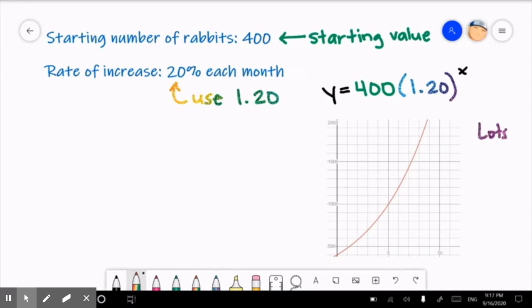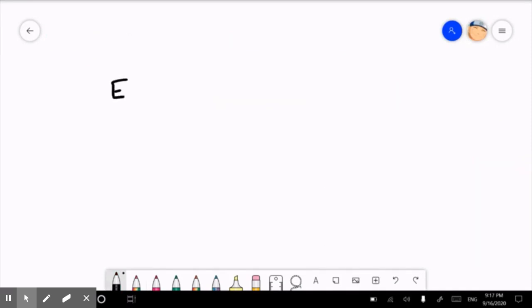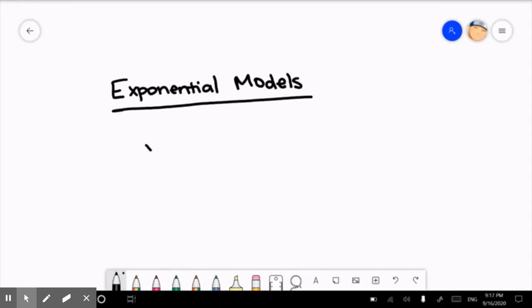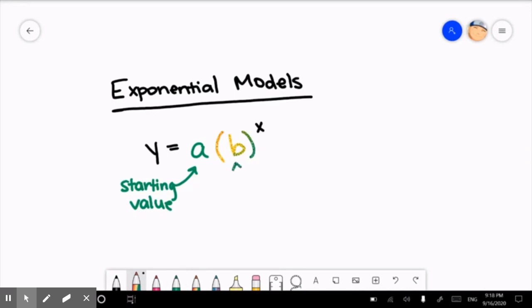Here's a graph. That's a lot of bunnies. In conclusion, when we're looking at exponential models such as these, there's a pattern. Our general form is y equals a times b to the x power, where a is our starting value and b is our pattern of multiplication.